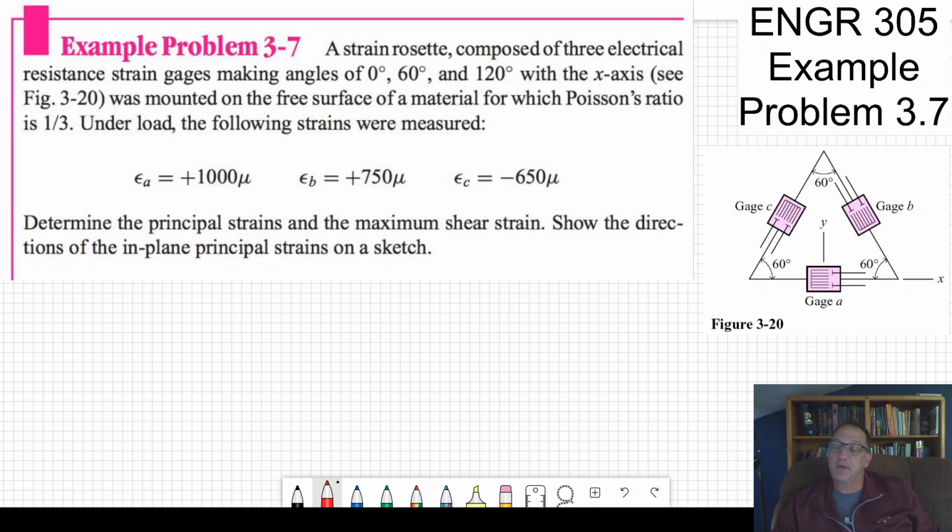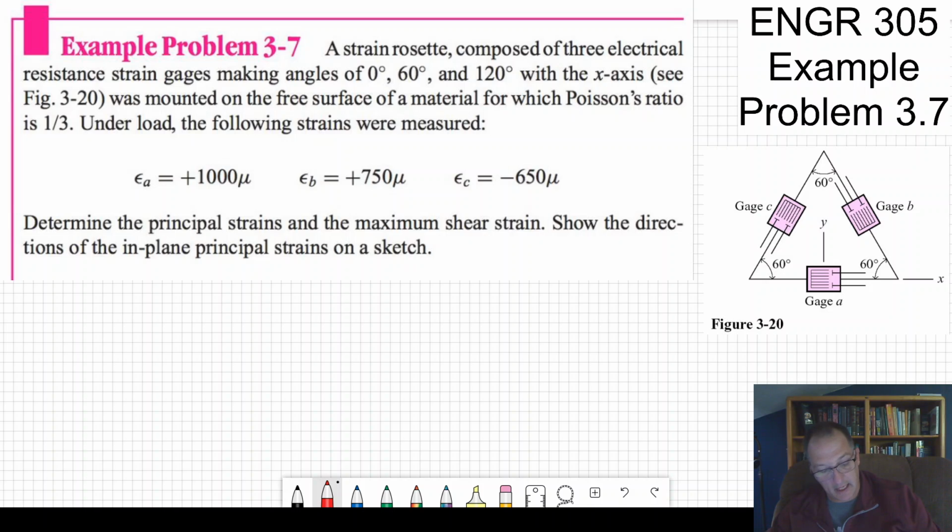Engineering 305, example problem 3.7. A strain rosette composed of 3 electrical resistance strain gauges making angles of 0, 60, and 120 with the x-axis, shown in the figure, was mounted on the free surface of a material for which the Poisson's ratio is 1/3. Under load, the following strains were measured.